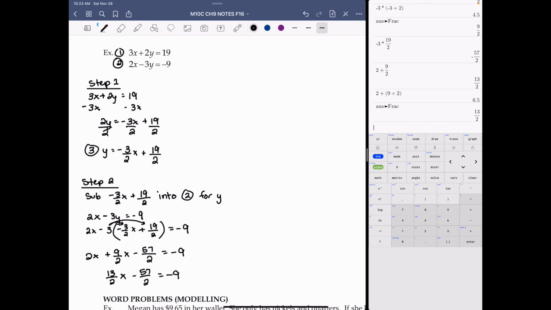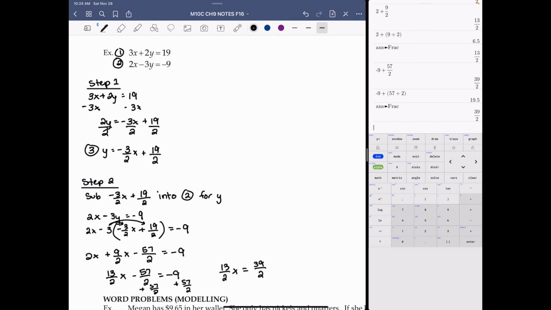So now we want to isolate the x. We want to add 57 over 2 to both sides. Then we get 13 over 2x equals negative 9 plus fraction 57 over 2, which gives us 39 over 2. If you can't enter fractions, negative 9 plus bracket 57 divide 2 gives 19.5, change that to a fraction, and we get 39 over 2.